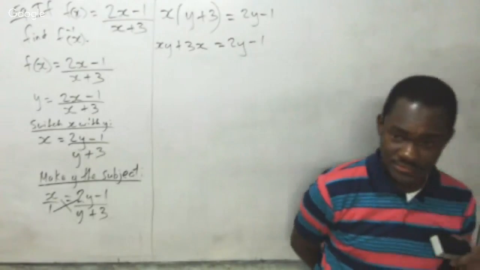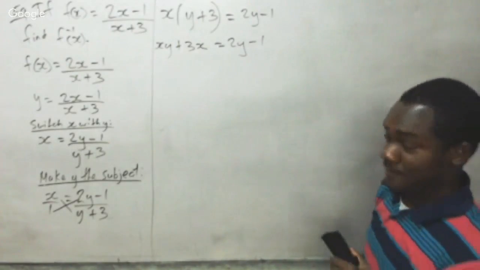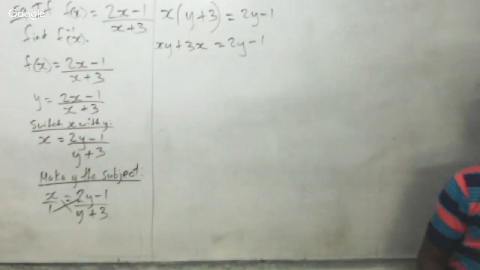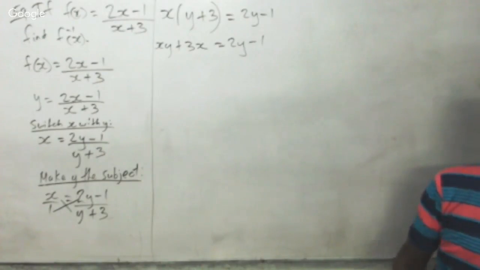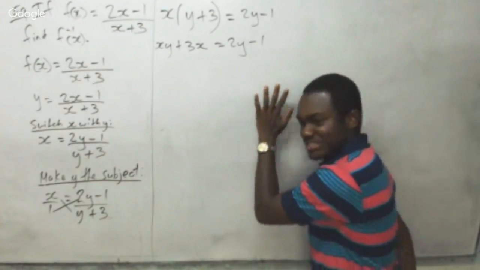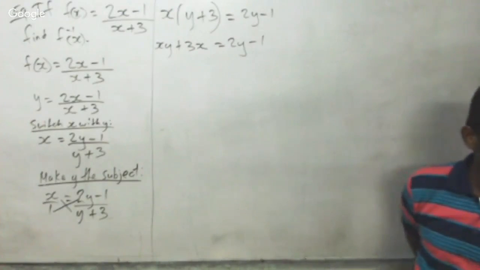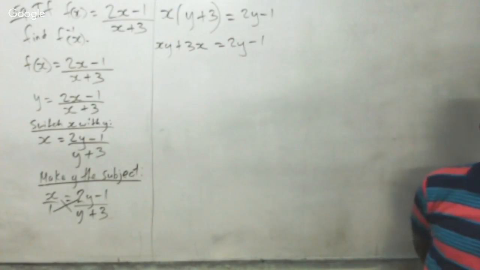What's your objective again? To make y the subject. Now, in the process, which side do you want to keep y on? On the left. Do you have to keep it on the left? No. You can keep it on the right. They will look slightly different.